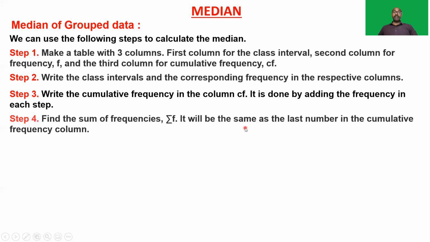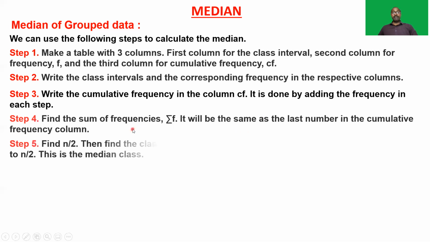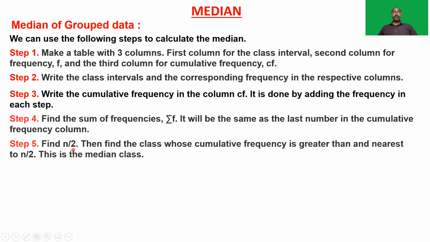So the cumulative frequency in the last row is the sum of frequencies. And in the fifth step, find n by 2, that is the half of the sum of frequencies. Then find the class whose cumulative frequency is greater than and nearest to n by 2. This is the median class.